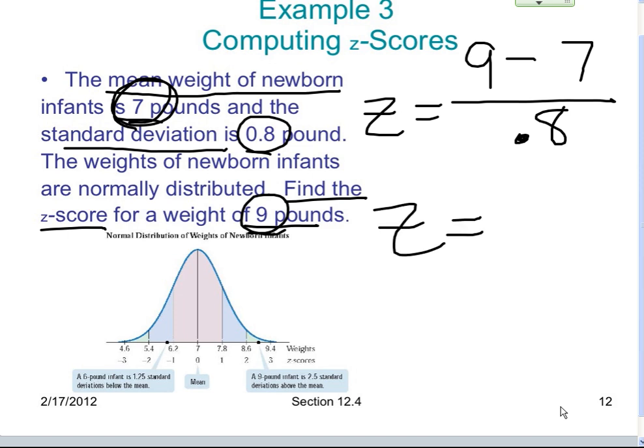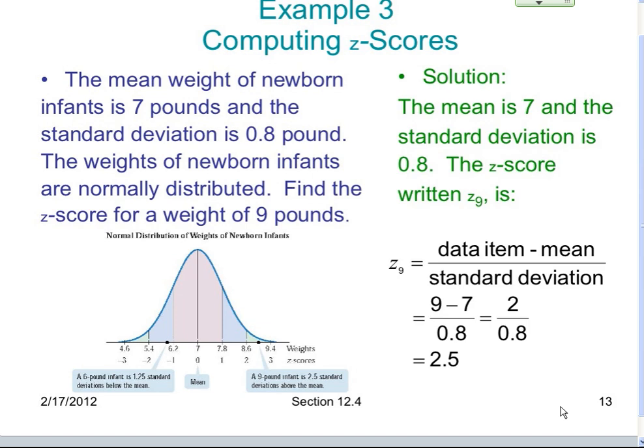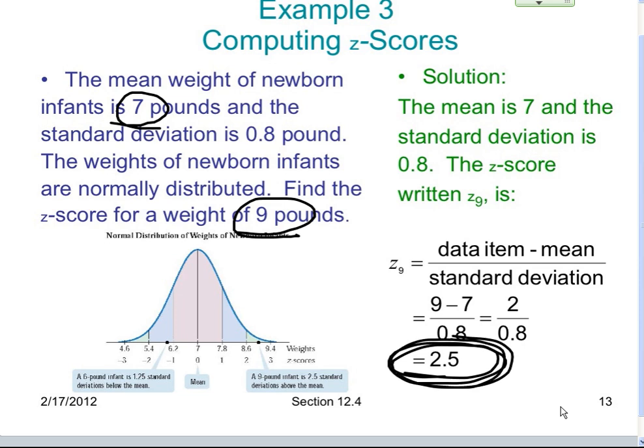The z-score is going to be a decimal. 9 subtract 7 is 2, divided by 8/10, and you get 2.5. Notice 9 pounds is above 7 pounds, which would indicate that we have a positive z-score, and indeed we do have a positive z-score.